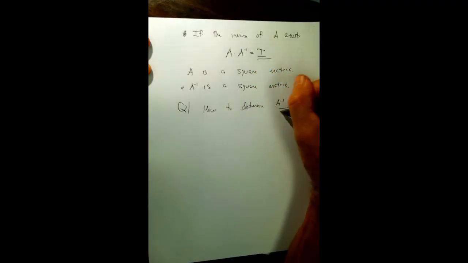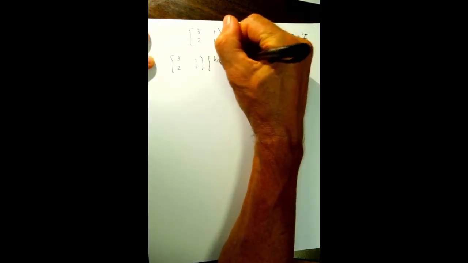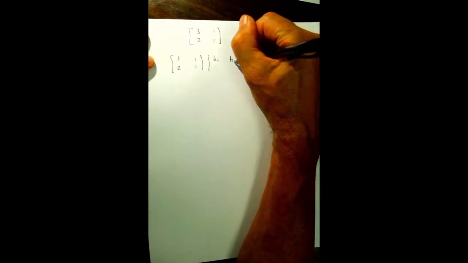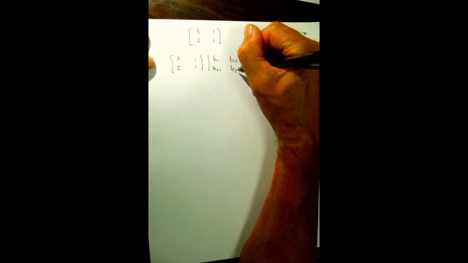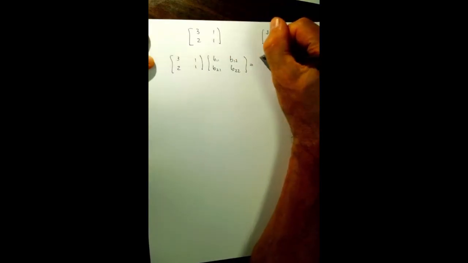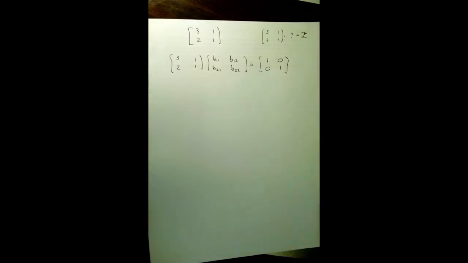So where did this come from? How did I get this beast? Okay, well, let's back up. My original matrix was 3, 2, 1, 1. And I want 3, 2, 1, 1 times something to give me the identity matrix, right? What the heck does that mean? So that means I'm looking for some matrix, we'll call it B, and it has entries B11, B12, B21, B22, so that when I do this multiplication, I get the identity matrix.